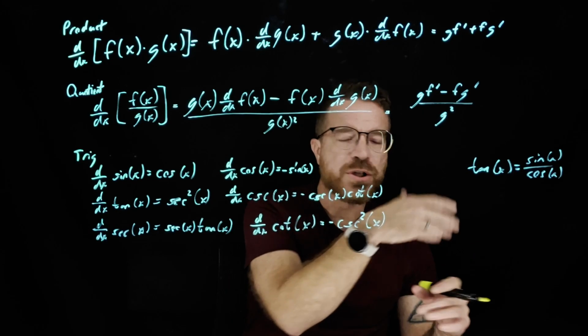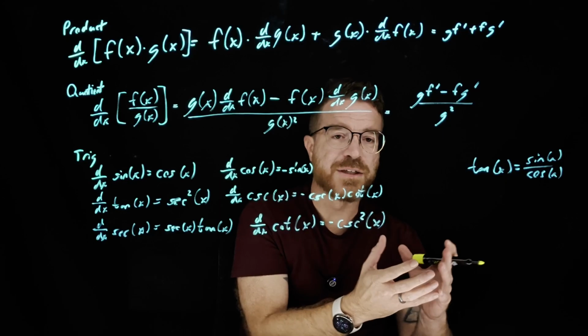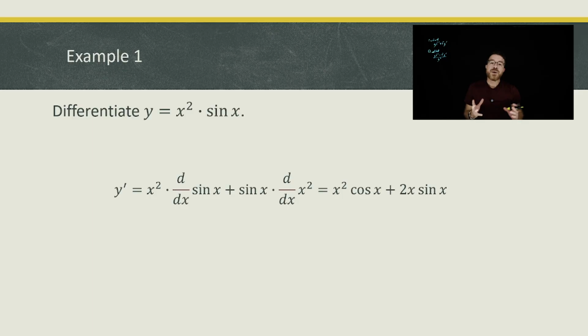So in this case, once you get it in terms of sines and cosines, when you do a bunch of cancellation and moving things around, you can actually figure these out doing it that way. So now we're going to do some examples.